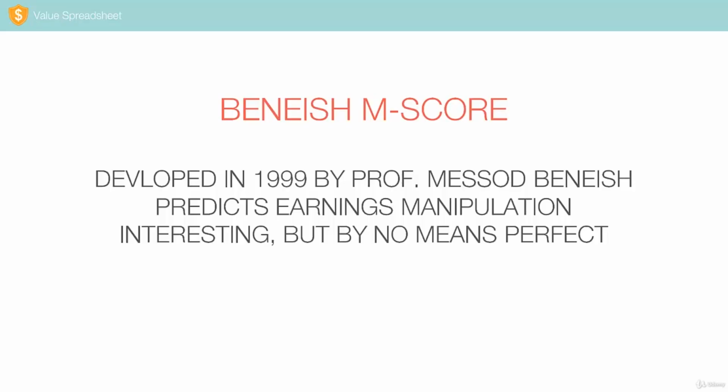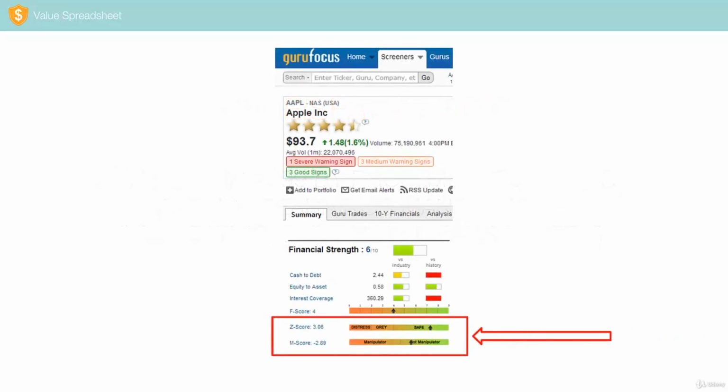His experimental results showed the model was able to correctly identify manipulators 76% of the time. So again, while it might be interesting to have a look at the Benesch M-score, it is by no means perfect. Also, it does not work on financial companies, but I suggest you avoid these overly complex businesses anyway. You can easily look up the Altman Z-score and Benesch M-score for a company on the Summary tab of GuruFocus.com.